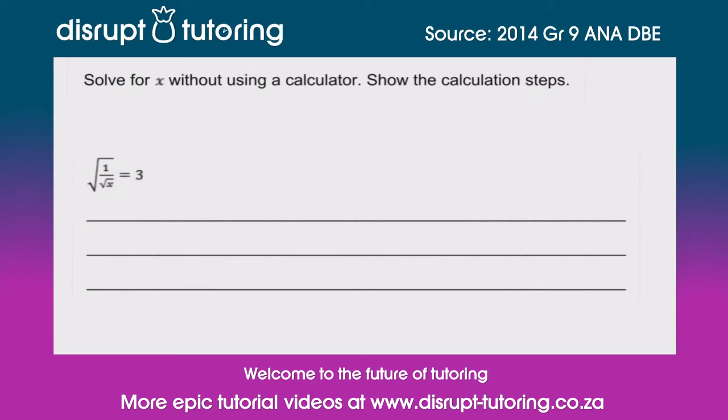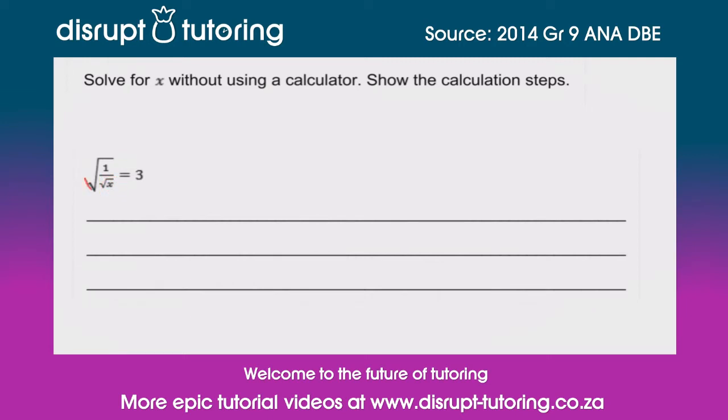Today we're going to do a slightly more tricky algebraic expression question where we really need to understand our rules. So they've said to us, solve for x without using a calculator and show the calculation steps as always. Right, so let's start off at the very beginning. Our job is to try and get this x on the top and by itself.